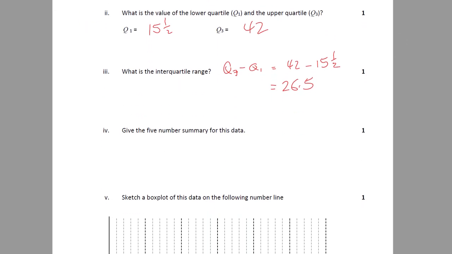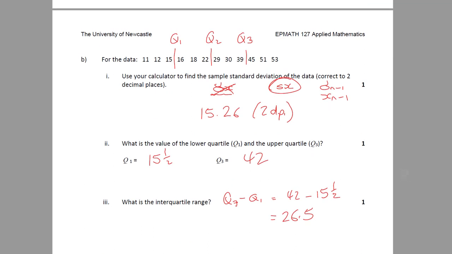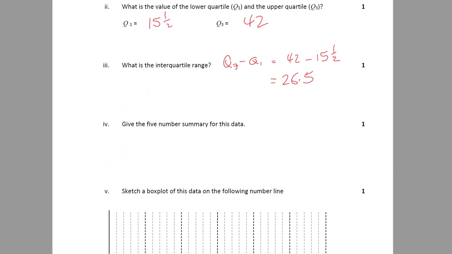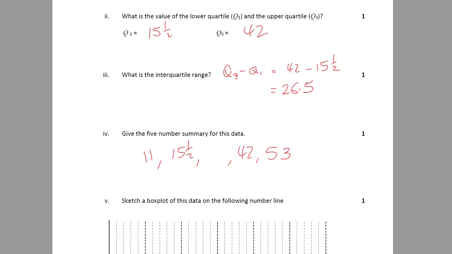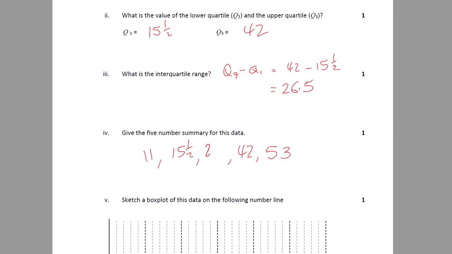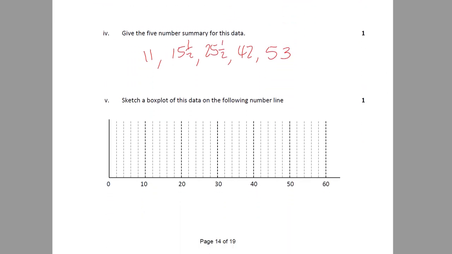Give the 5-number summary for this data. 5-number summary is the Q1, Q2, Q3 bounded by a min and a max. So it's 11 and 53 on the ends. Q1's a 15.5. Q3 is a 42. What's Q2? Q2 is the average between 22 and 29. So if I add them, I'll get 51, which would be 25.5. Okay, and the box plot is just plotting those 5 numbers. That's where it comes from.